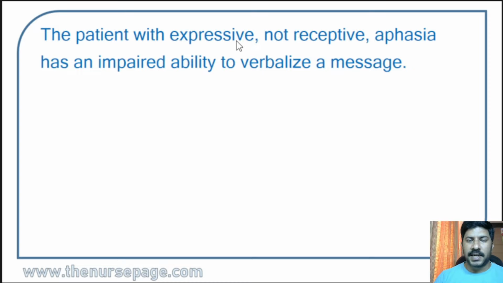So mainly there are two main types of aphasia, expressive and receptive aphasia. Expressive aphasia means problems in expression, that is, verbalizing the expressions. At the same time, in receptive aphasia, the patient is having problems in understanding things. So in our question, there was the option receptive aphasia. In receptive aphasia, the patient has problems in understanding, but no problem verbalizing or expressing things. So that option is wrong.